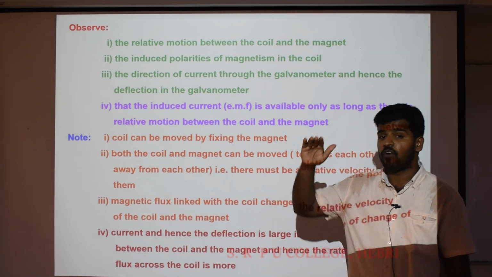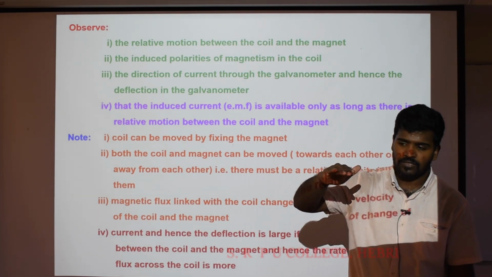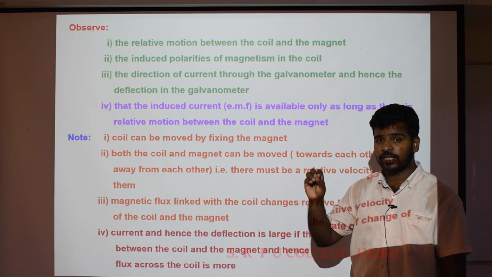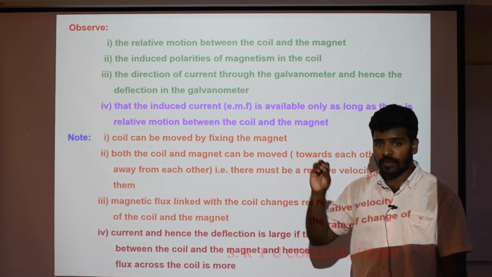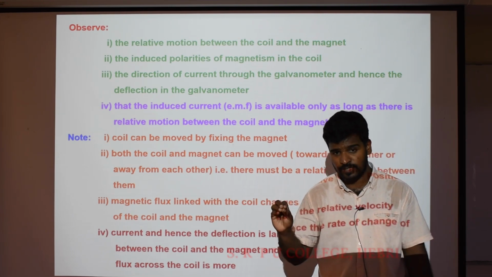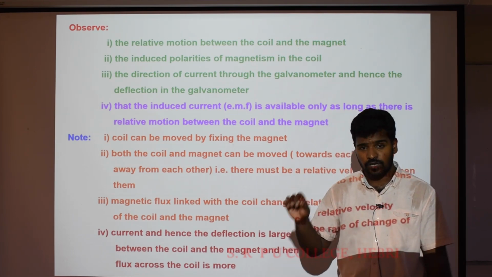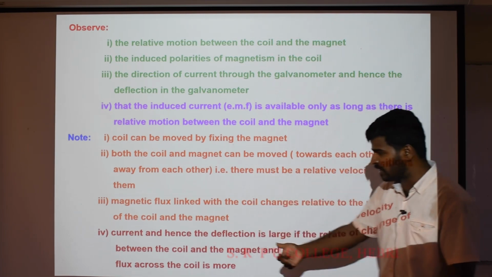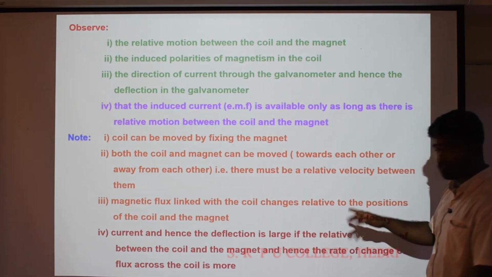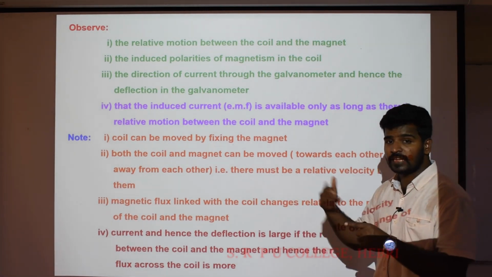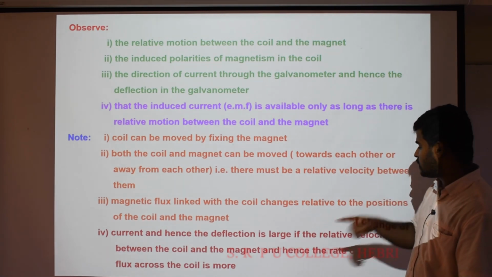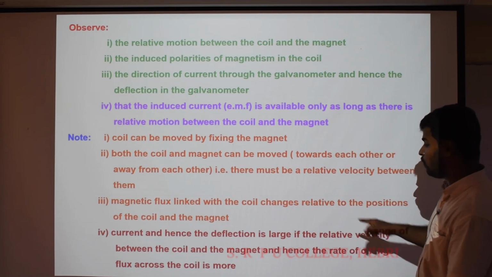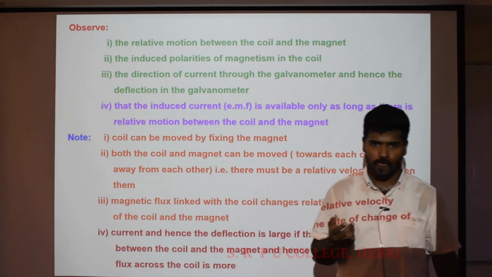Which means that as the magnet is moved faster towards the coil, or moving away from the coil, that is, the velocity is greater, the magnetic flux linking with the coil also increases. As the magnetic flux in the coil increases, the EMF induced in the coil also increases, which means the induced current also increases. That term they have given: current, and hence the deflection, is large. The deflection increases as the magnet moves faster or the coil moves faster, if the relative velocity between the coil and the magnet is more, and hence the rate of change of flux across the coil is more.